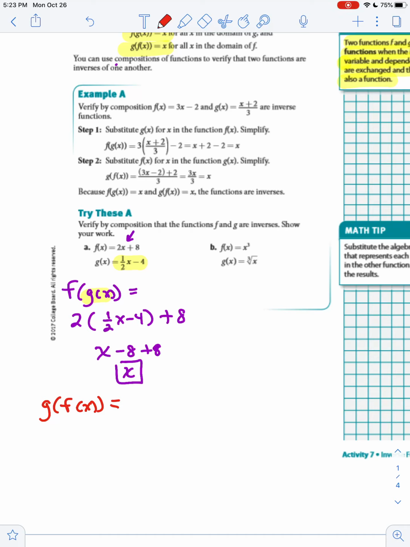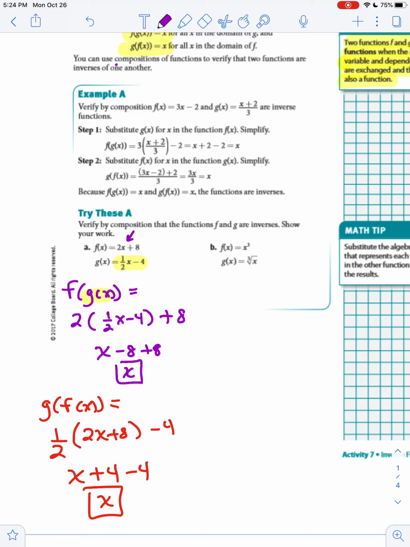So when we do g of f of x, this time we're going to take the f function, which is the 2x plus 8, and we'll put it in place of x in the g function. So the g function is 1/2 times quantity, that's where the f function will go, 2x plus 8, and then minus 4. Again, we'll distribute. Half of 2x is 1x. Half of 8 is 4, minus 4, and we get x. So because f of g of x and g of f of x both give us x, that means they are inverses of each other.